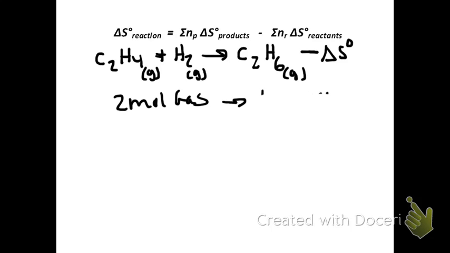Alright? So the way it's written right now, this is probably not very spontaneous. Okay? But let's see if we can actually calculate what delta S is going to be. Well, what they're going to give you on the test is the delta S naughts for each one of those substances. Alright?